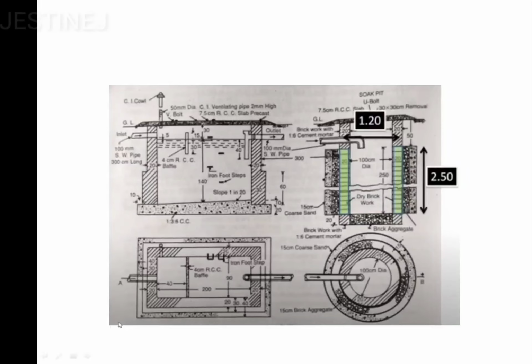So if you observe here, this green color represents the inner portion of the first second dry brickwork. So we have to calculate that value. The value is going to be again 1.2 itself. The height is going to be 250 centimeter or 2.5. So that is the only difference.